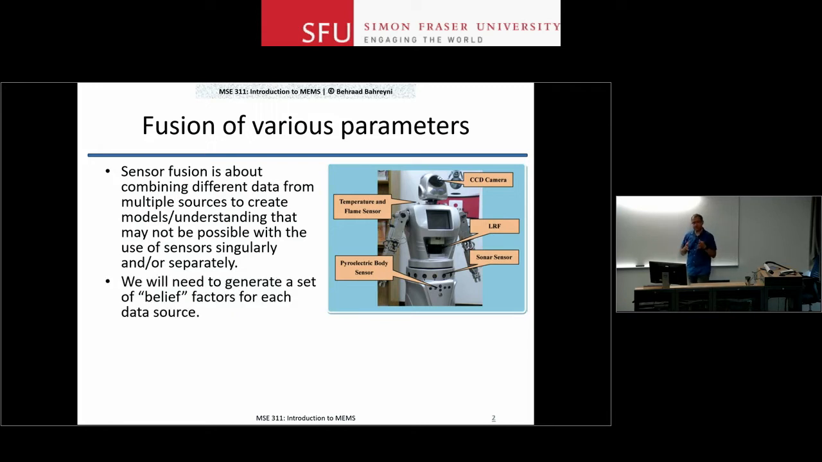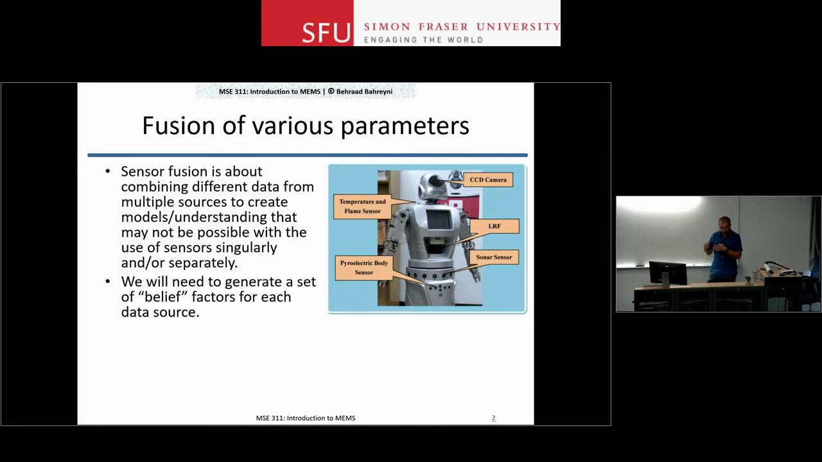These sensors, as we just mentioned, have different capabilities, right? So for example, your laser rangefinder may be very accurate in estimation of distance, but your pyroelectric sensor is essentially a detector type. It's a yes-no type of sensor. You cannot really estimate the range to an object that easily with a pyroelectric sensor. With a laser rangefinder, you can do it very well.